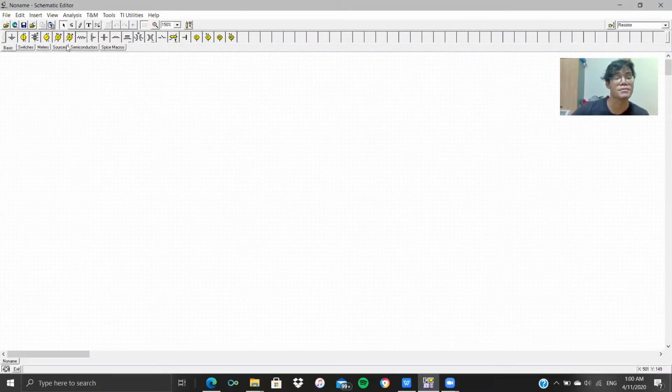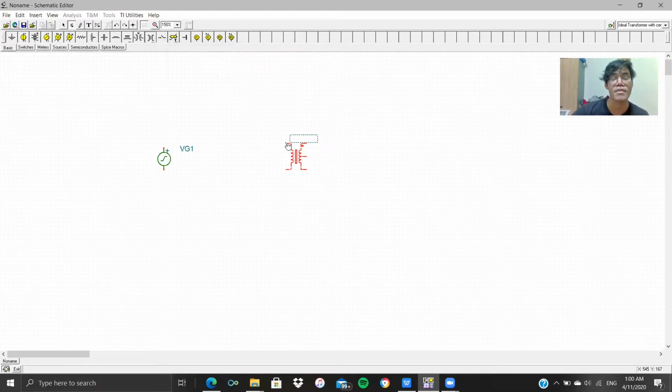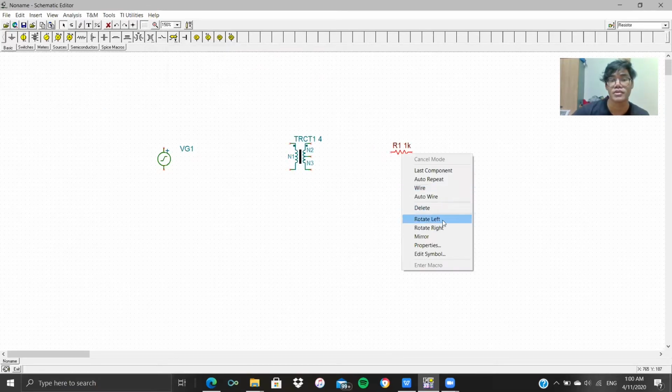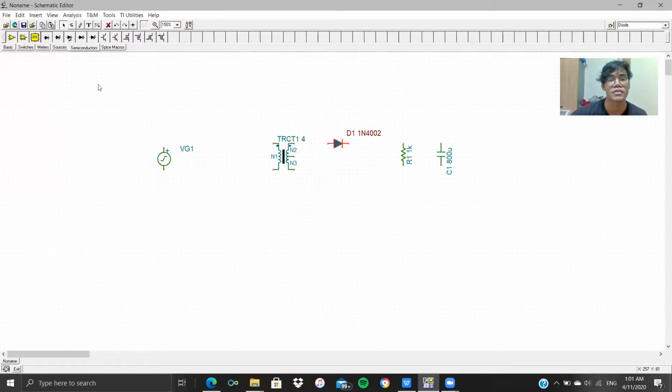So the next part, I'm going to draw the full-wave center tap rectifier. First, the ideal transformer is center tap. Then we're going to put the resistor, and then the capacitor. And don't forget the semiconductor too. Next I'm going to put all of these components together.